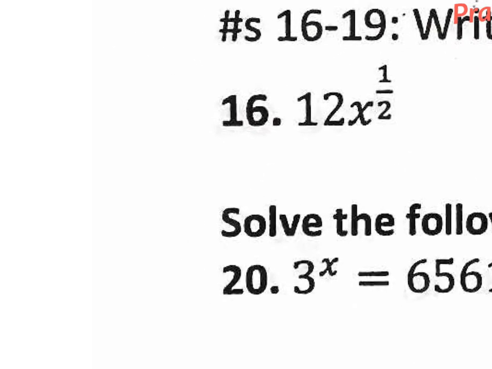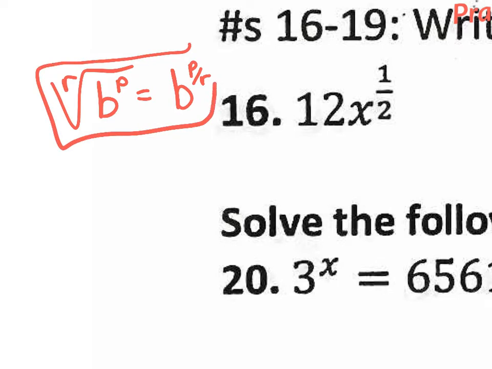Now remember, in order to do that, you need to know this: any root to any variable, any base to whatever power can be rewritten as the base to a rational exponent, power over root. This is what we need to know in order to be able to do number 16 through 19. So we have x to the 1/2. What does that actually mean? It means the square root of x.